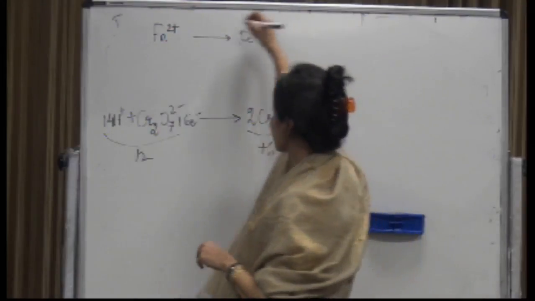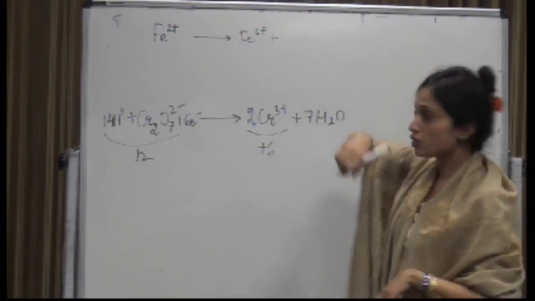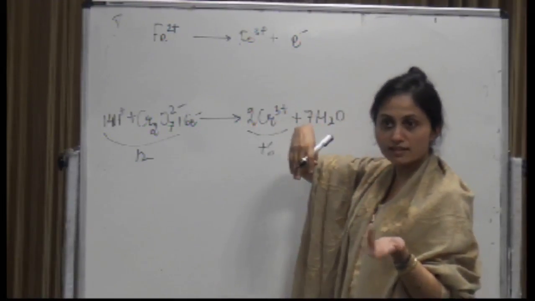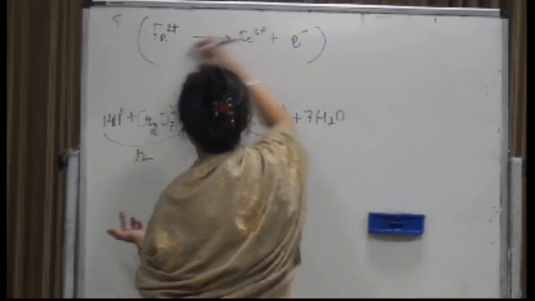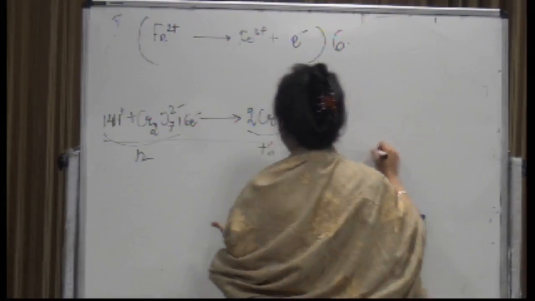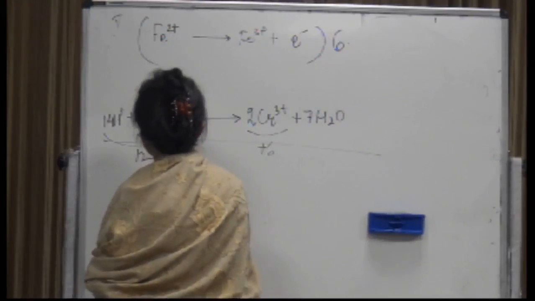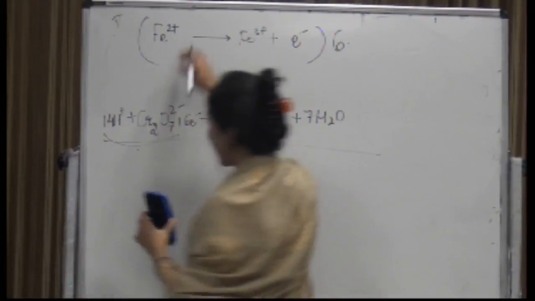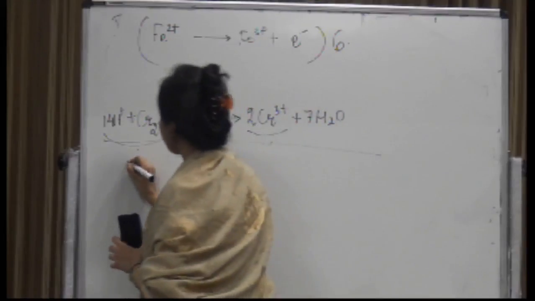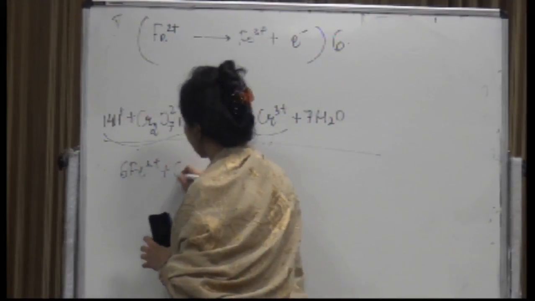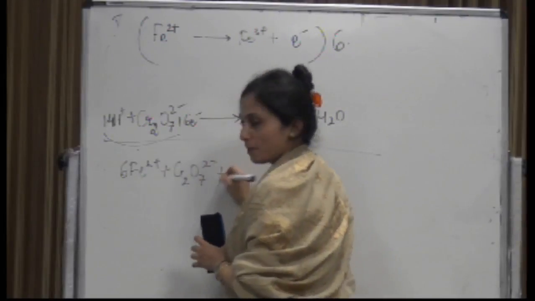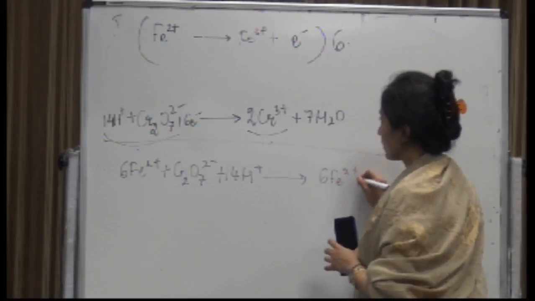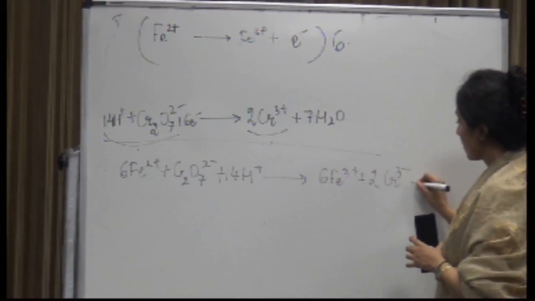अब इधर Fe2 plus is going to Fe3 plus. इसके भी तो electrons balance करनी है. So plus 1 electron. So either it's 6, either it's 1. So the total of 1 and 6 can be 6. So just multiply the first reaction with 6 and you will get 6 Fe2 plus giving, add. So now add both the reactions. So you will have 6 Fe2 plus, Cr2O7 2 minus plus 14H plus is giving 6 Fe3 plus 2 Cr3 plus 7 water.